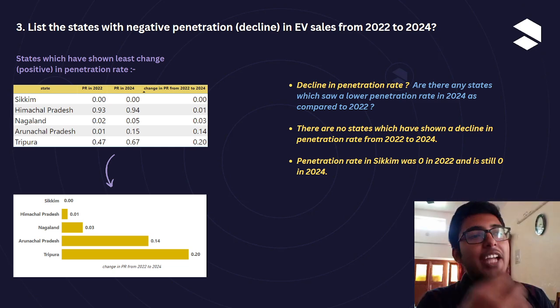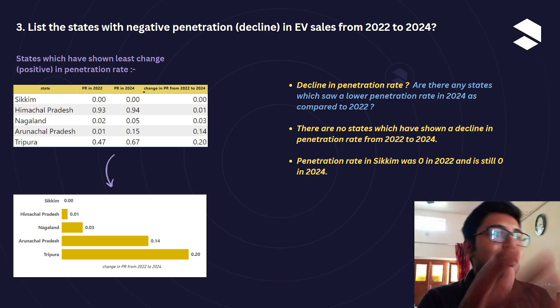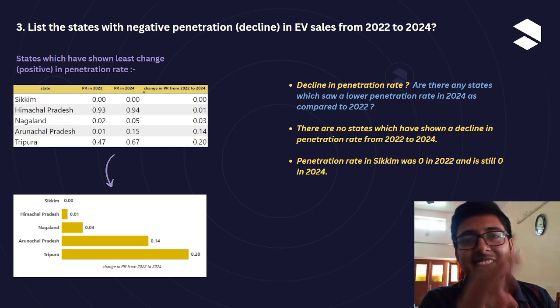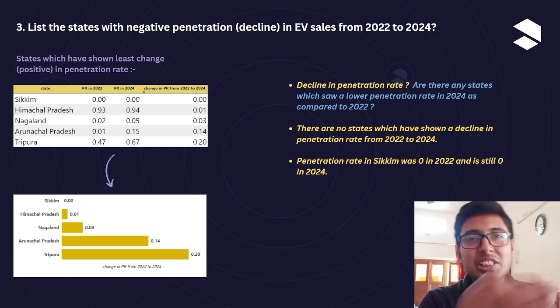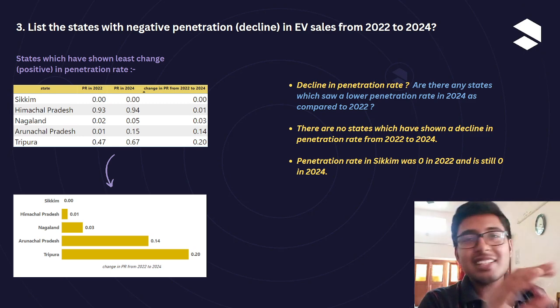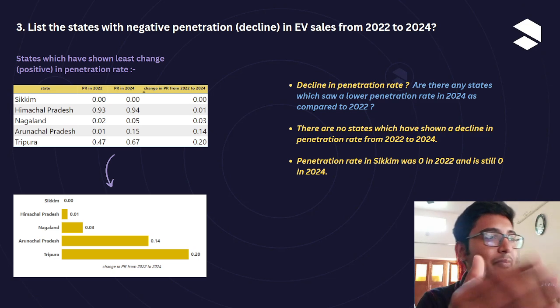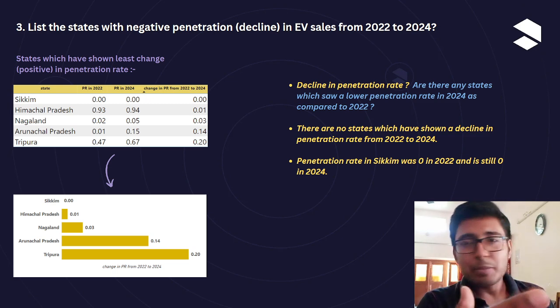But yes, if they are trying to ask us the minimum change in penetration rate from 2022 to 2024, then the result is Sikkim, which has a zero change, because penetration rate in 2022 in Sikkim was zero, and penetration rate in 2024 in Sikkim is also zero. So there is a zero change in penetration rate in Sikkim. Then Sikkim is followed by Himachal, Nagaland, Arunachal Pradesh, and Tripura.